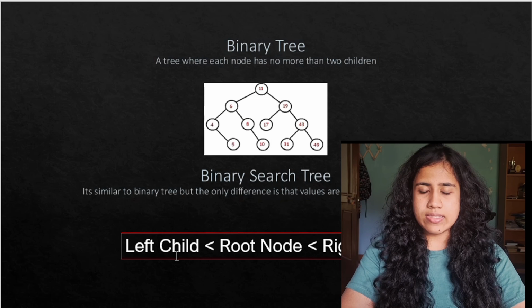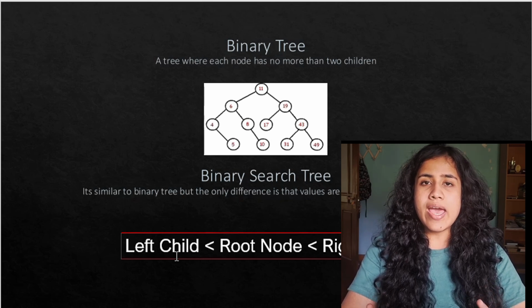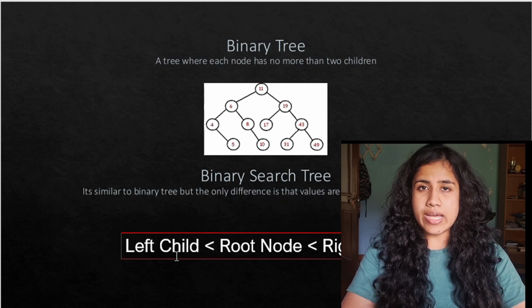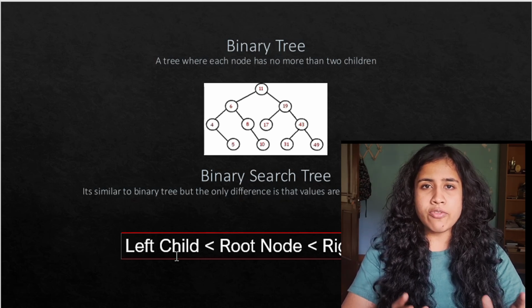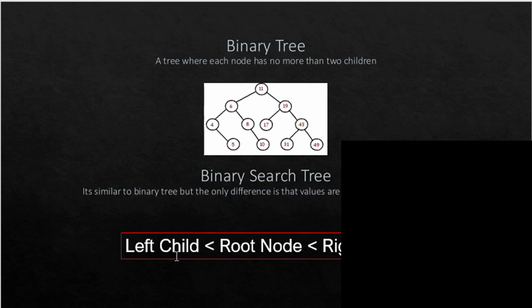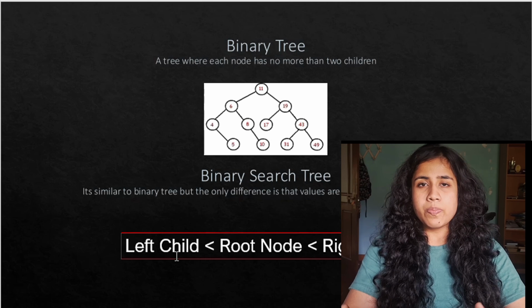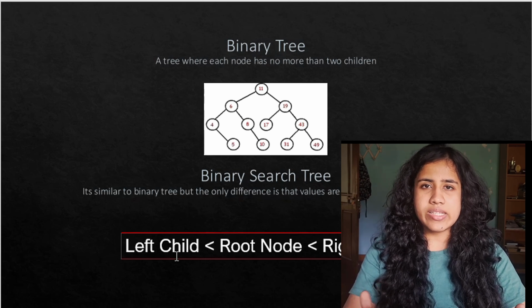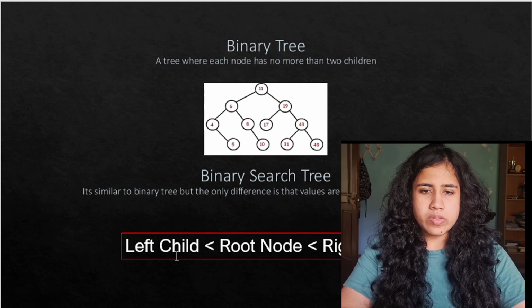So if we take 6, the left side of the children should have values like 5, 4, 3, 2, 1, values that are less than 6. And if we talk about the right side, it should have values that are greater than 6, which means 7, 8, 9, 10, 11, like this. So if we take an example here.